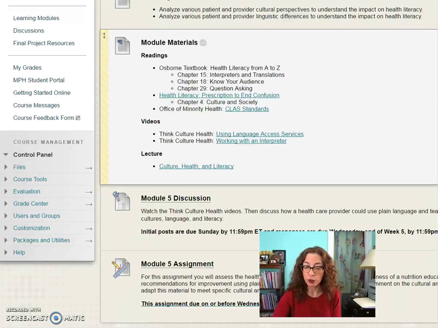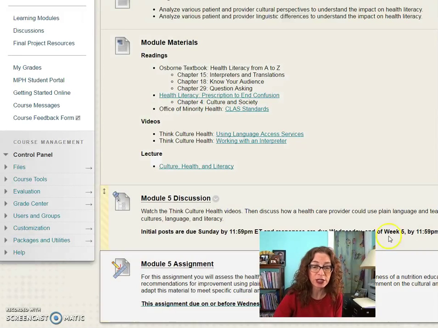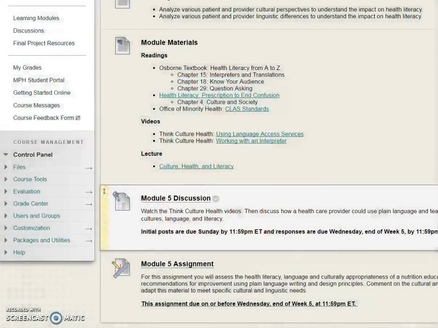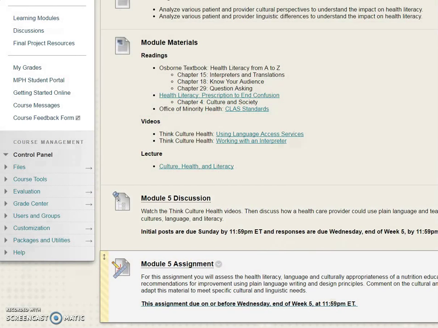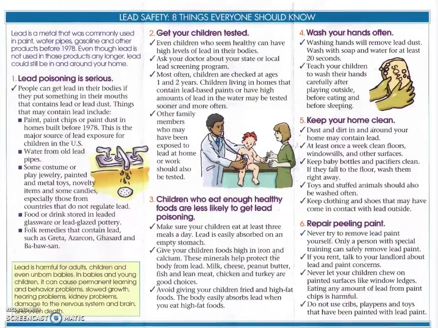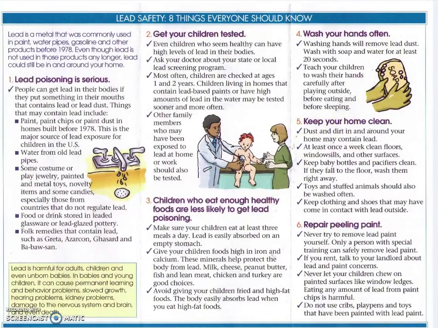For your assignment this week, you are going to assess the literacy, language, and culture of a health education material. So here I would like to show you that material. Okay, this is a trifold material. It is a very common format for health education materials in health.